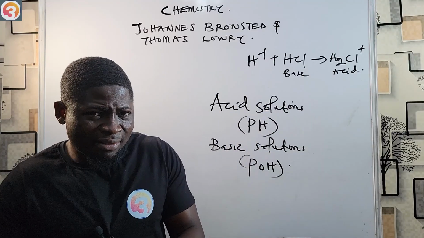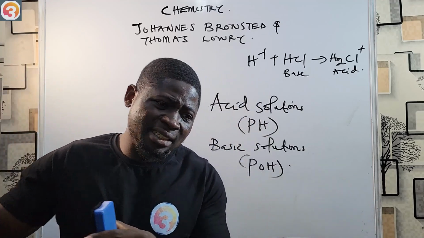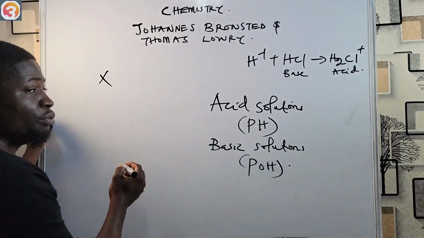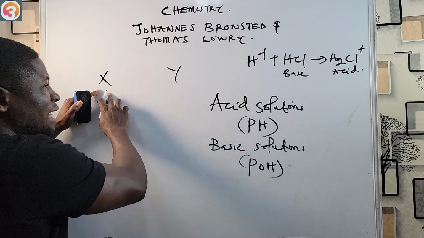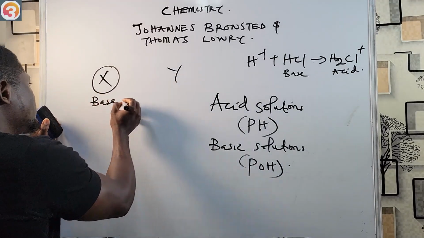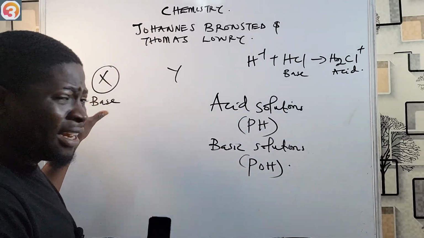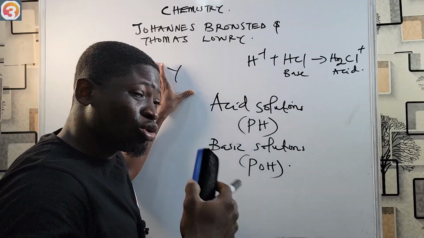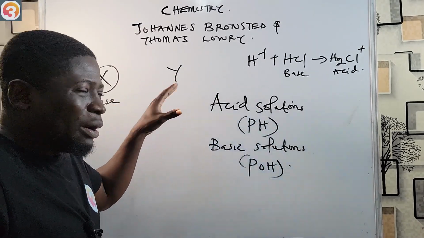All right, so now if an acid meets a stronger acid in a reaction, let's say an acid X meets a stronger acid Y, what happens is that this acid X, which is less strong than Y, will act as the base, while Y will be the acid in the reaction. So in any reaction where an acid X meets a much stronger acid Y, the X will act as a base, while the Y will act as the acid.